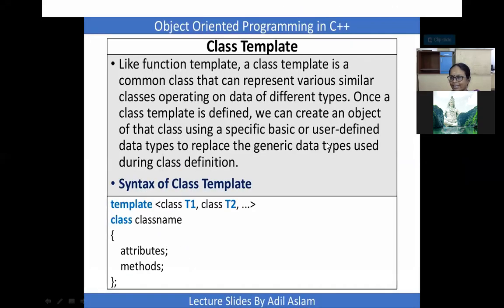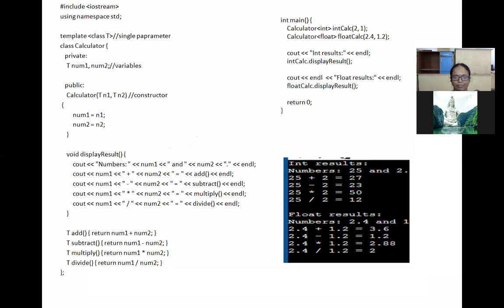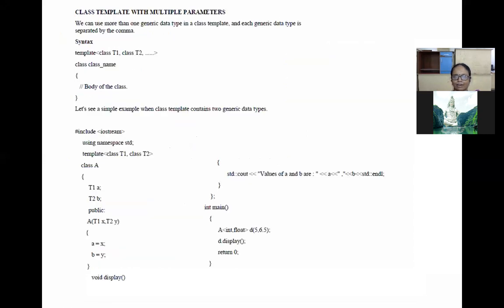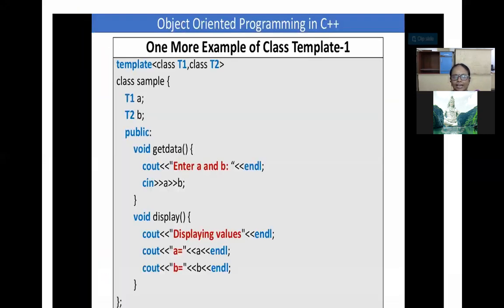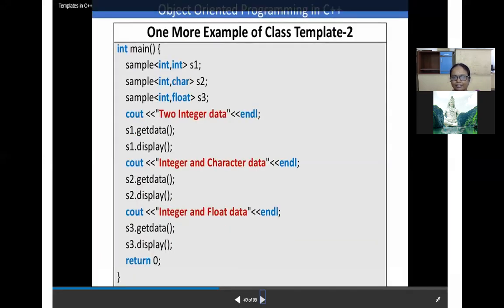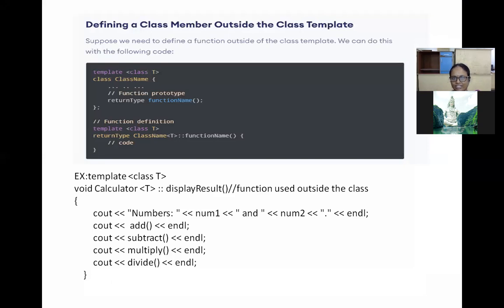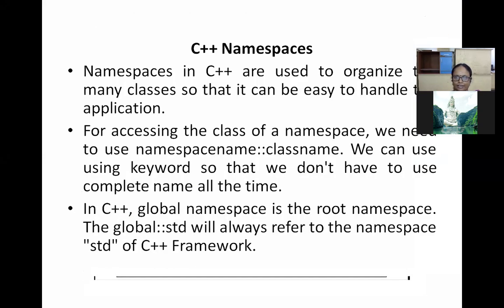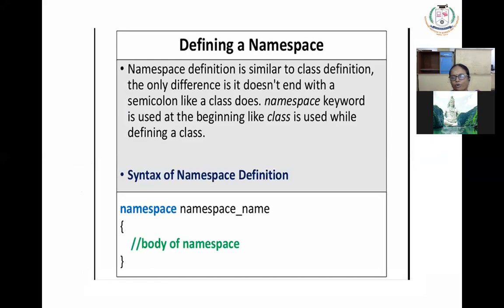So I think the class template and the function template, you don't have any doubt, we have completed successfully. Now I move on to the function template using namespace. What is namespace? Actually, namespace is similar to a class. What is the syntax for a class? Put it in the chat.